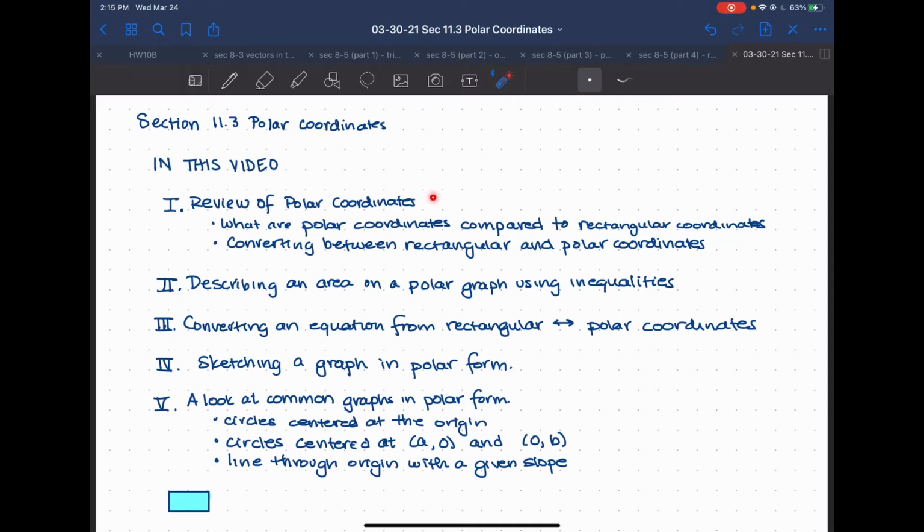But we're going to review polar coordinates, and this is pretty much what we had done previously. We're also going to look at how you describe an area on a polar graph. This is kind of a little preview of what we're going to need when we actually do calculus of polar graphs next section. We have looked at number 3 also a little bit, converting an equation from rectangular to polar, but we're going to review that again. And then we're going to look at sketching graphs. We'll look at sketching a graph in polar form, and then we'll end with some common graphs. So that's what's going to be in today's lesson. Let's take a look and see what we got.